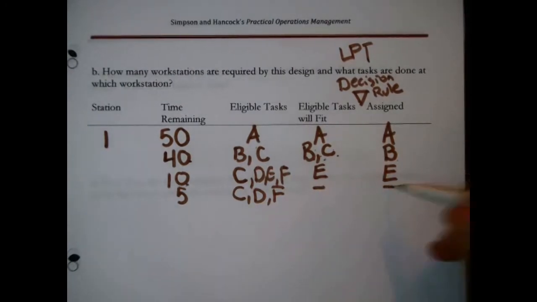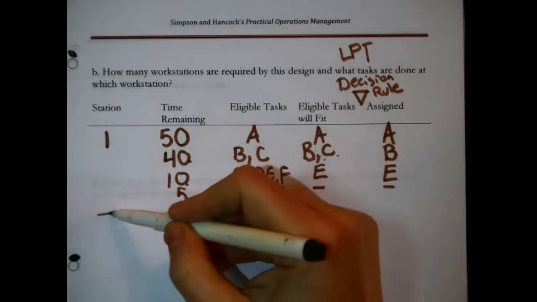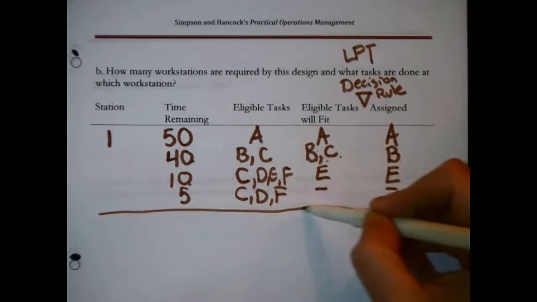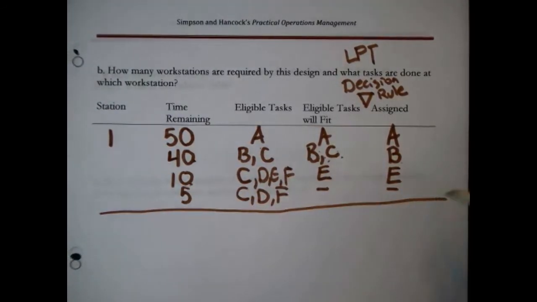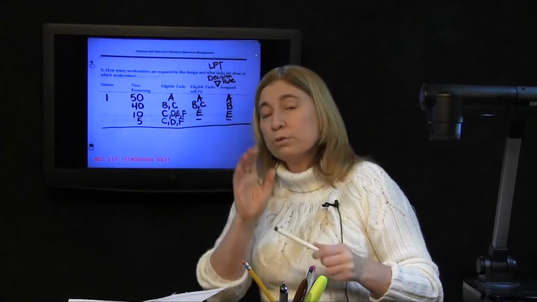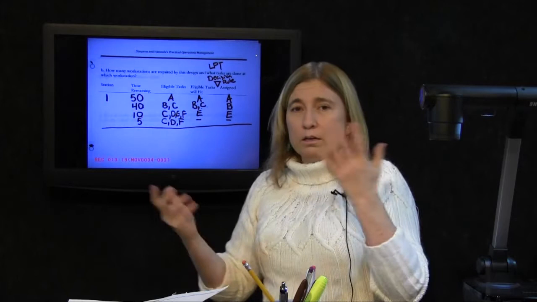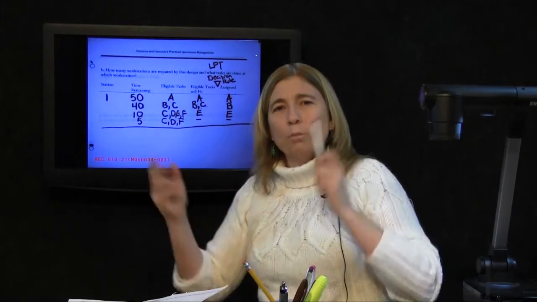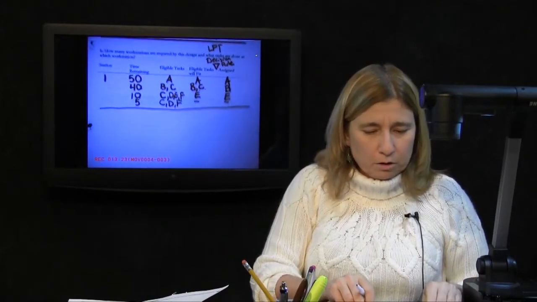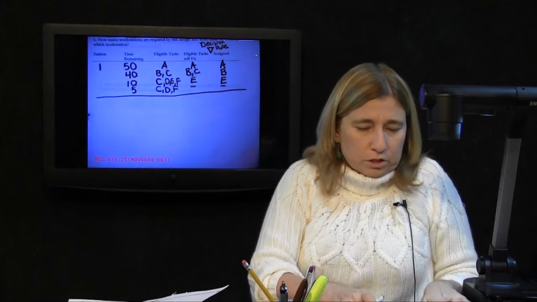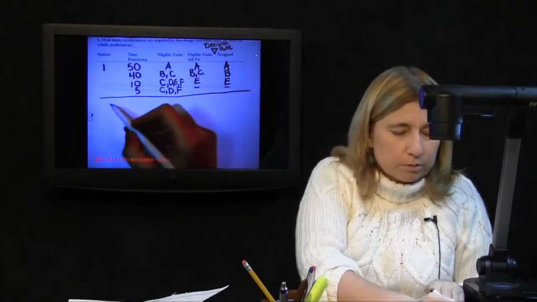Anyway, none of those are going to fit. We have 5 seconds left at this workstation, but we're going to close it. That's the best that we can do. It's full. We can't find anybody who's eligible that will fit in the time remaining. Oh, all right. Now what do we do? Open another workstation, the second workstation in our design.